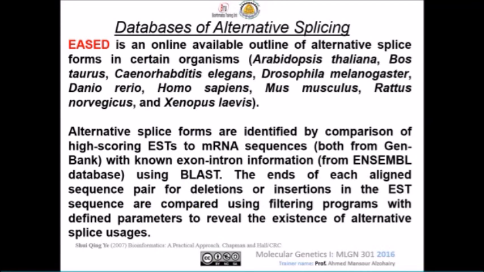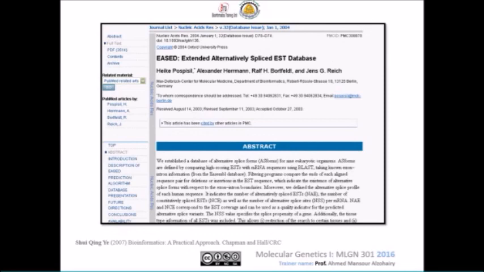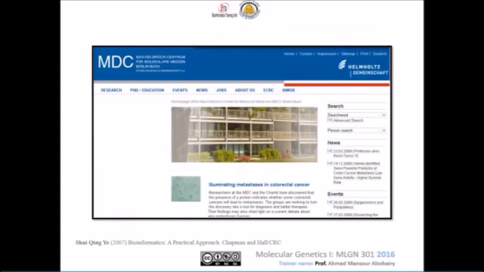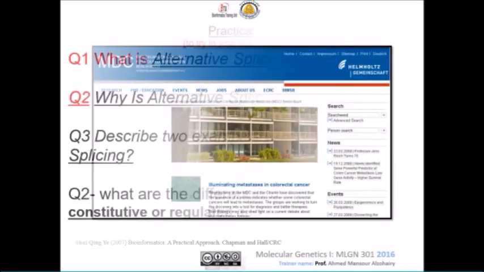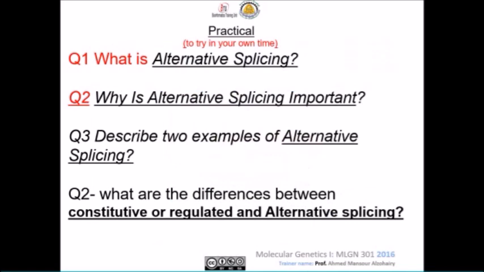This database contains a lot of examples of alternative splicing, and any newly discovered organism or gene that has been identified with alternative splicing is just deposited in that database.